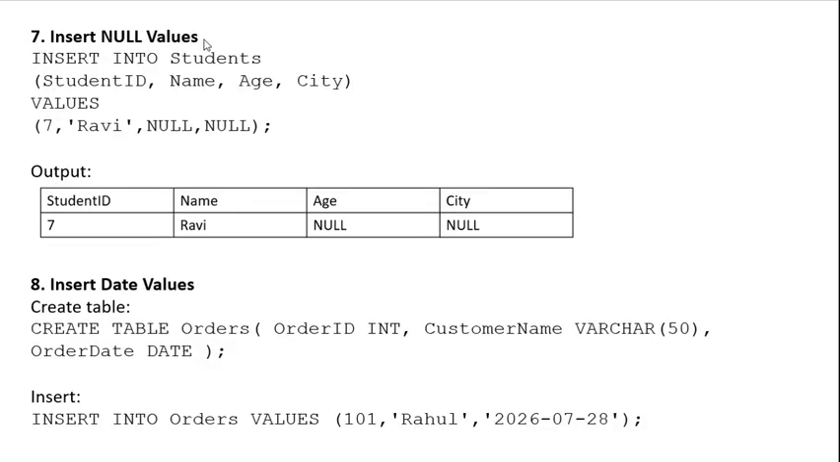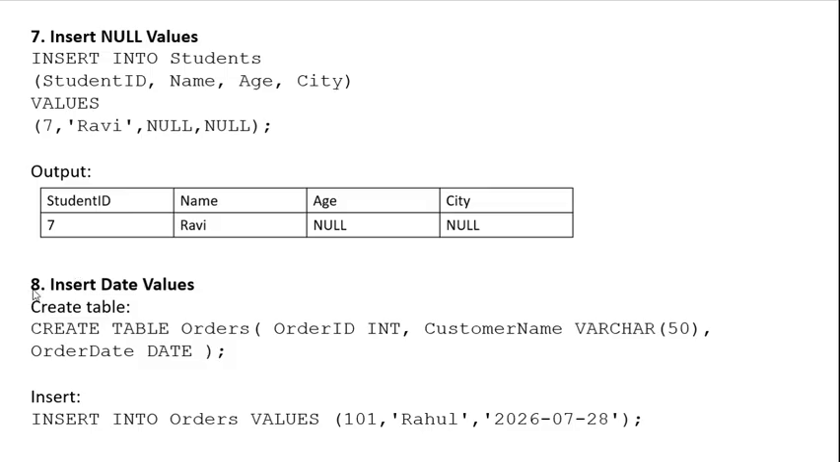Seventh is insert a null value. Insert into the table student, with the column names student ID, name, age, and city separated with commas, and the values: ID is 7, name is Ravi, age is NULL, and city is NULL, then close the parenthesis and a semicolon. So the output is student ID given as 7, name is Ravi, and age and city are given the value NULL.